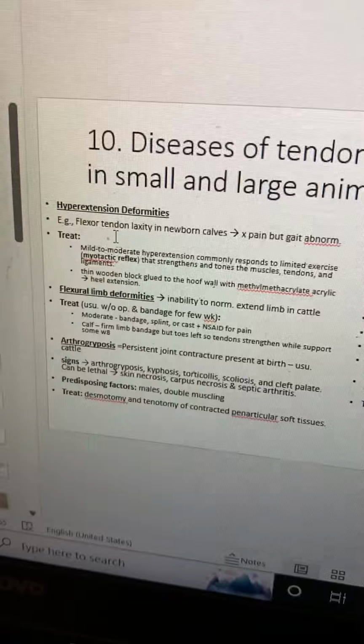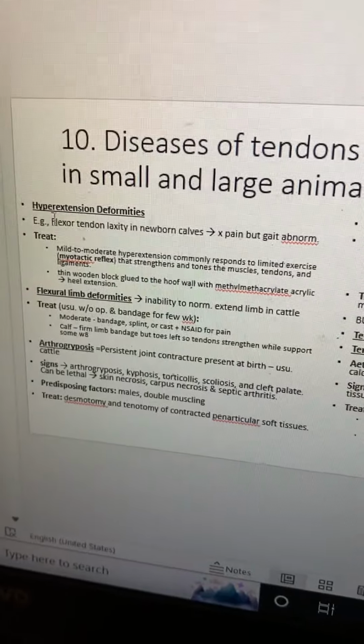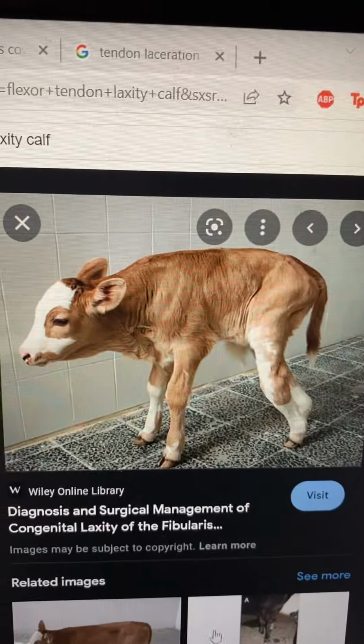Okay, so tendon diseases basically. There are different types which I'll go through. Hyperextension deformities is first. The example they've mentioned is flexor tendon laxity in calves, which leads to hyperextension. It's not painful, but you can see the gait is going to be very abnormal. How do you treat it?